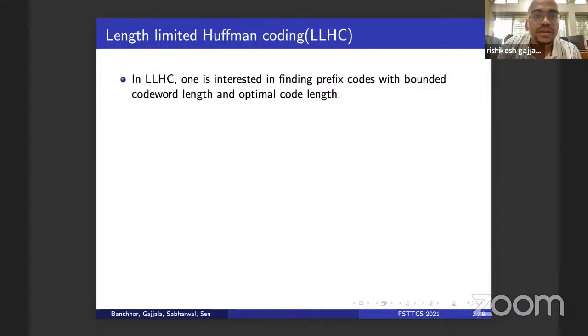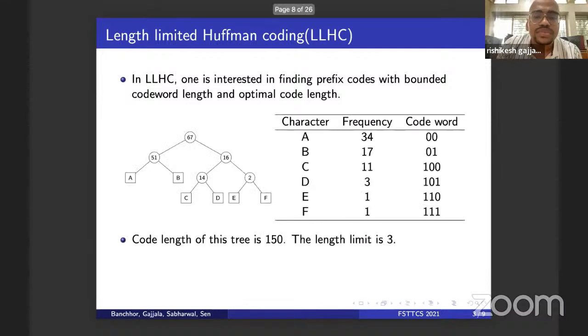Now there is a popular variant of Huffman coding, which is length-limited Huffman coding. Earlier our code word length was going as high as 5. In that example, let's say I restrict my code word length to be 3, and I want to find the prefix tree, where code word length is the tree depth, which has optimal code length. For this, there is an O(nD) algorithm, where n is the number of characters and D is the length limit, or the tree depth which we are limiting.